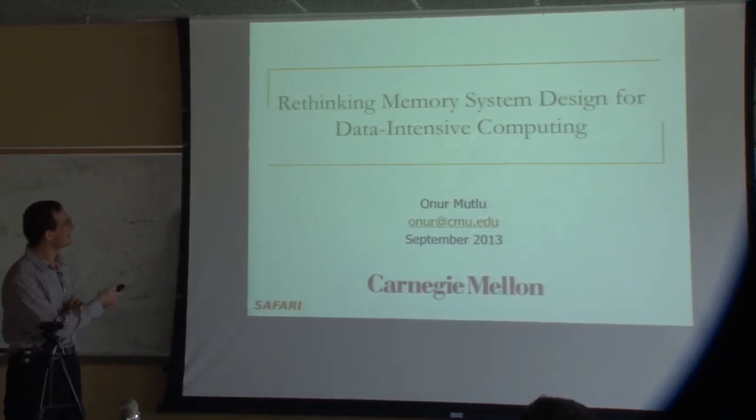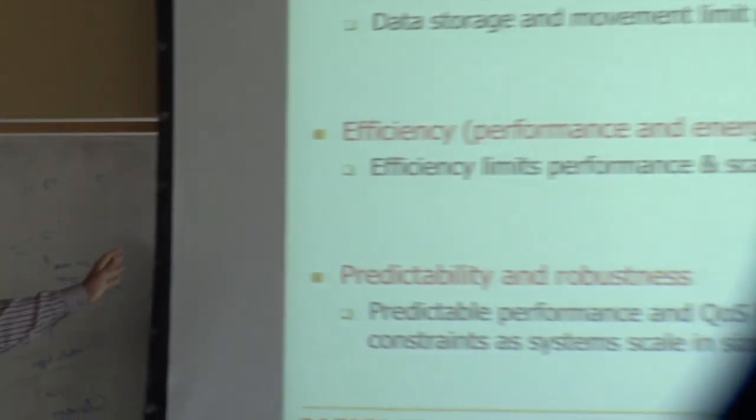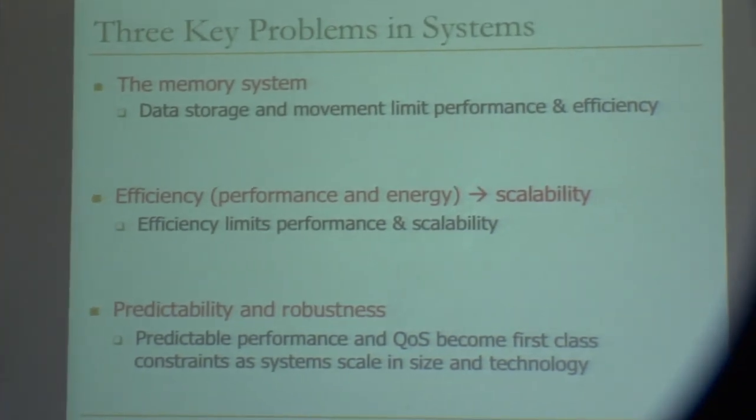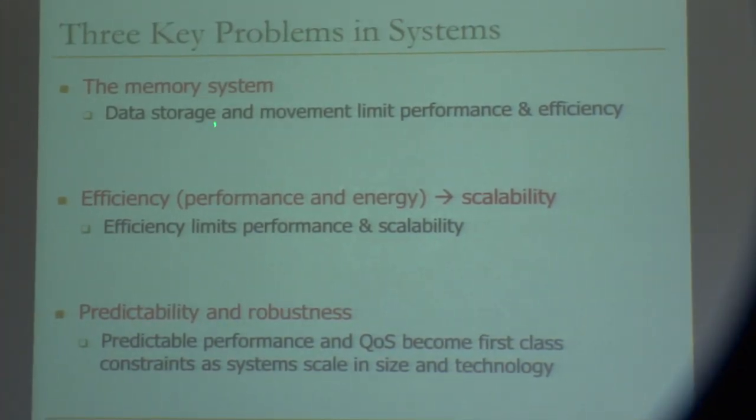Basically, I'll talk about rethinking memory system design for data-intensive computing. And we've covered this before briefly. There are three key problems in systems that I see going forward. One is the memory system. We're generating data more than we can actually store or move, and data storage and movement limit performance and efficiency. And this is true in many, many domains.